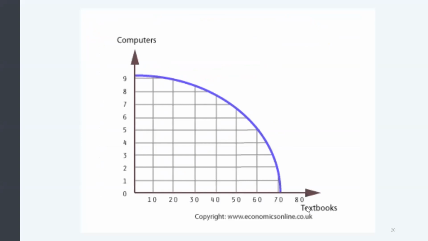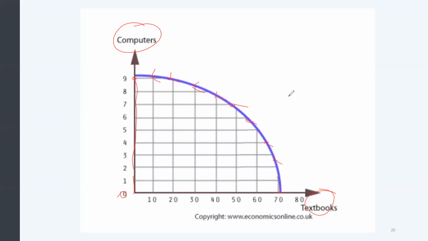Right. So usually it's represented not as a table, although there may be tables in your exam, but usually it can be represented through a graph. You can see it's the same information that we're talking about. We still have computers and we still have textbooks. What we're talking about has not changed. If we've got 9 million computers, we've got 0 textbooks. If we've got 70 million textbooks, we've got 0 computers. And then all of the different combinations have just been plotted onto a graph.